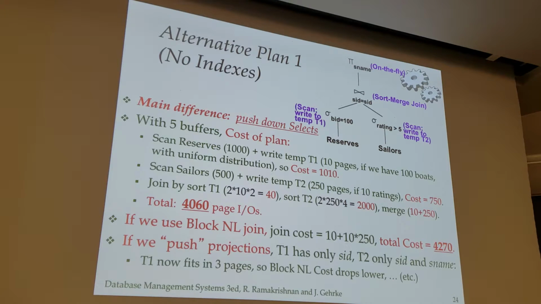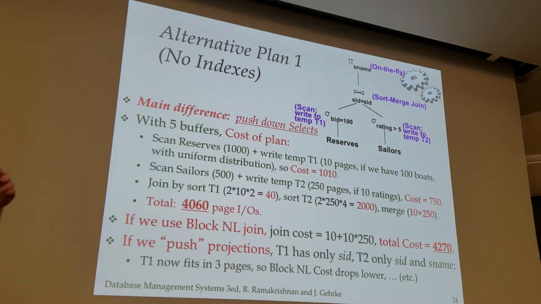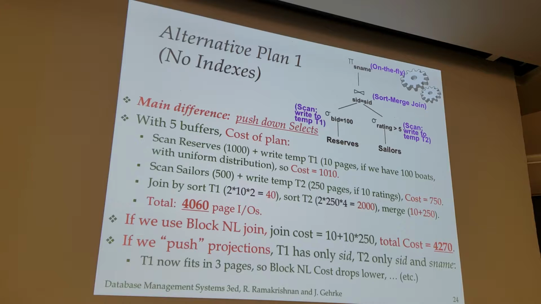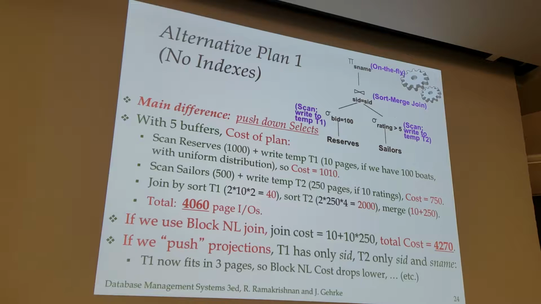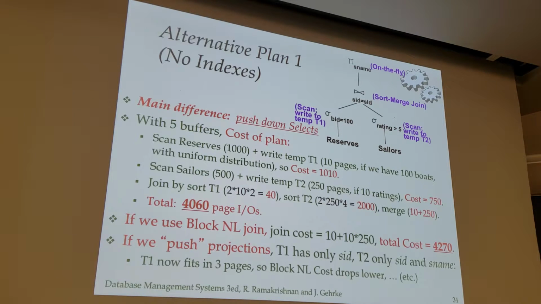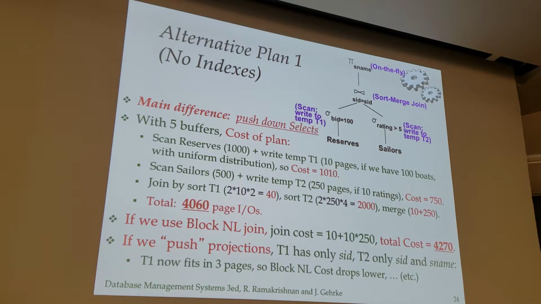Same thing when I'm writing out sailors: after I find only the sailors whose rating is greater than 5, the only things I care about are the SID and the name, and I don't care about the rest. So when I'm creating the temporary, I can reduce that down, so T1 is only going to take 3 pages, let's say, and so on. T2 is going to shrink down as well. So again, the costs get smaller by taking advantage of that. Relevance ends up being really important. Okay.